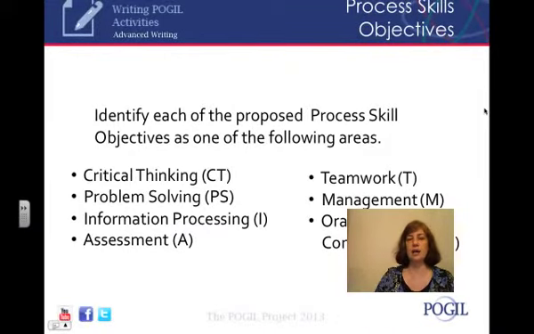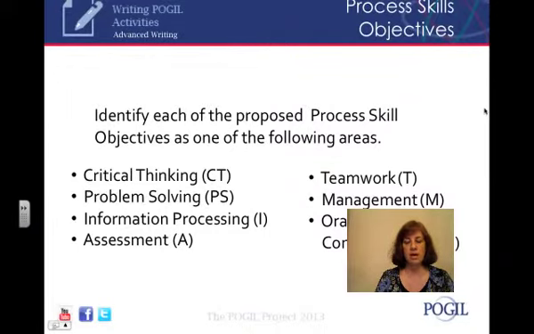So the next thing that you'll talk about is identifying a process skill objective. So just remind the participants of the 7 areas that POGIL tries to focus on for process skills, and then ask them as a group to identify which of these 7 categories each of the proposed process skills are in. So all of the process skills on their sheet are well-written process skills that could be a possibility for this activity. They just need to categorize them as critical thinking, information processing, and so on. Of course you're going to get a lot of overlap on this, and there's going to be really rich discussion in the teams. You'll want to report out some of this, and it's okay if there's overlap.